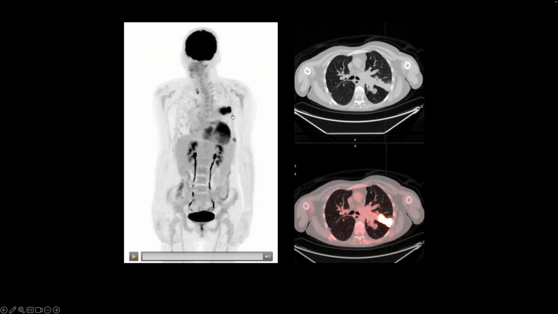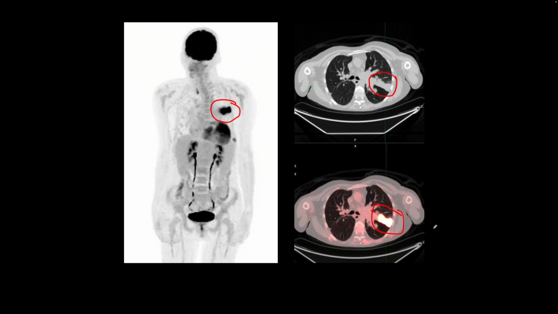So we see this focus of uptake in a patchy fat pattern in the left lung, and this corresponds to the focus of consolidation seen on the CT scan. So the question is, in this patient with lymphoma, can this be lymphomatous involvement? Yes, it can be lymphomatous involvement.